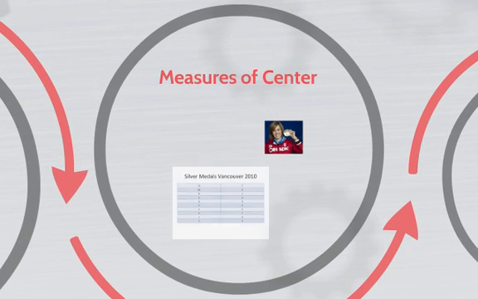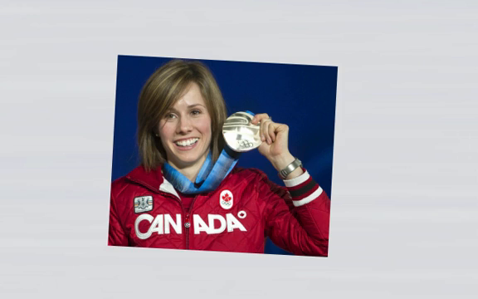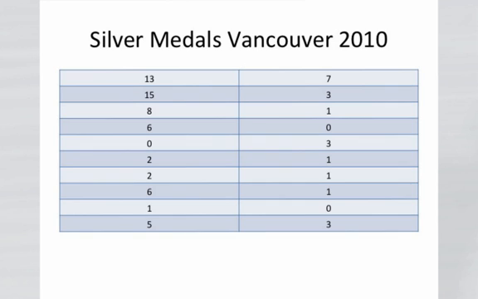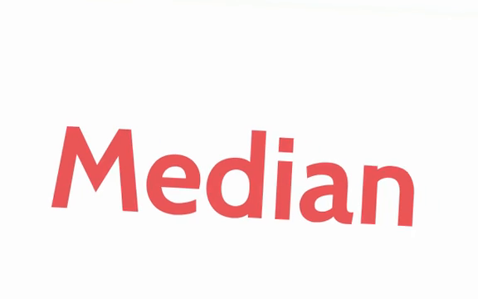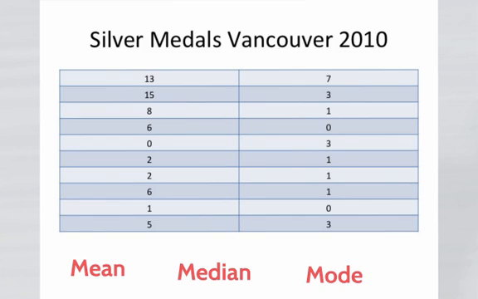If your family name starts with a letter between L and Z, this is your data set, your sample. Here we are focusing on silver medals. This is an athlete that won silver at the Vancouver Olympic Games. I want to know what sport she was part of. This is your data, same as the gold medal. I want you to compute the mean, the median, and the mode for this sample. You have a sample size of 20. Remember to bring this information to next class.